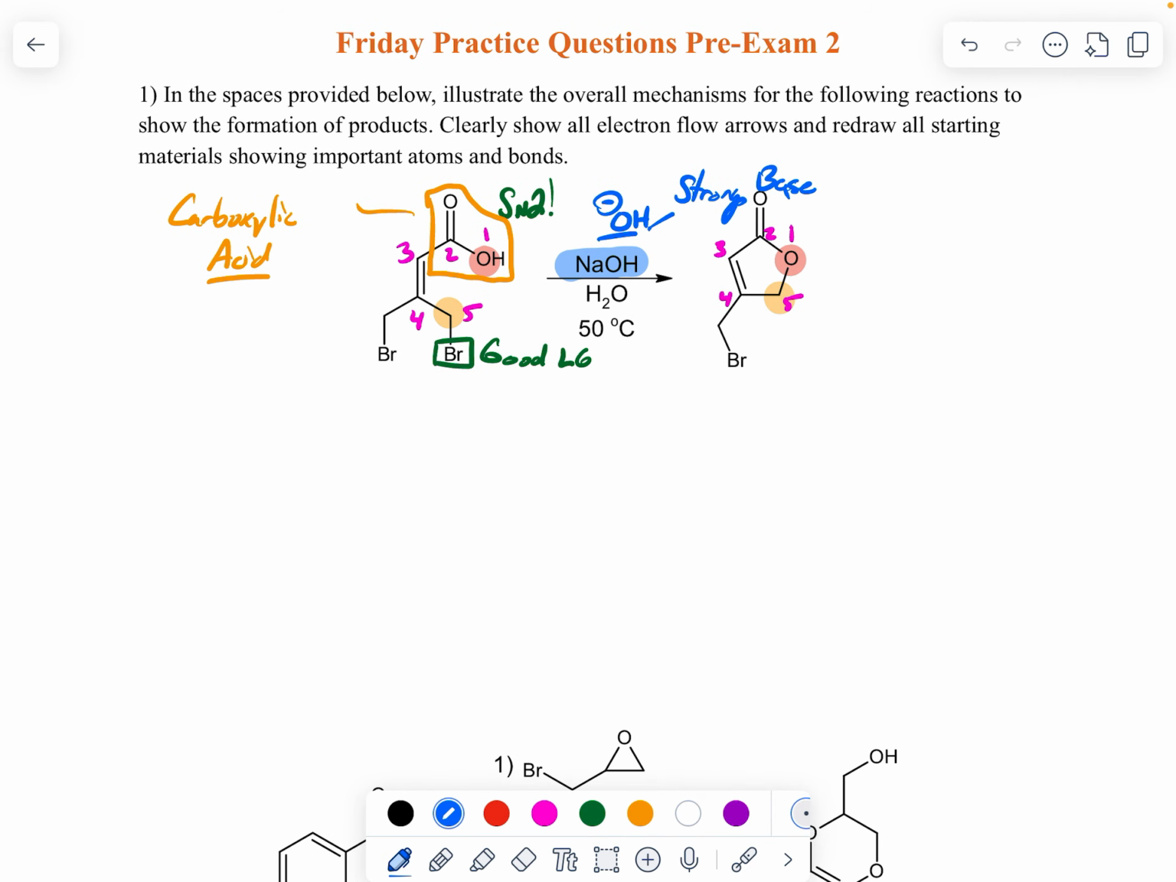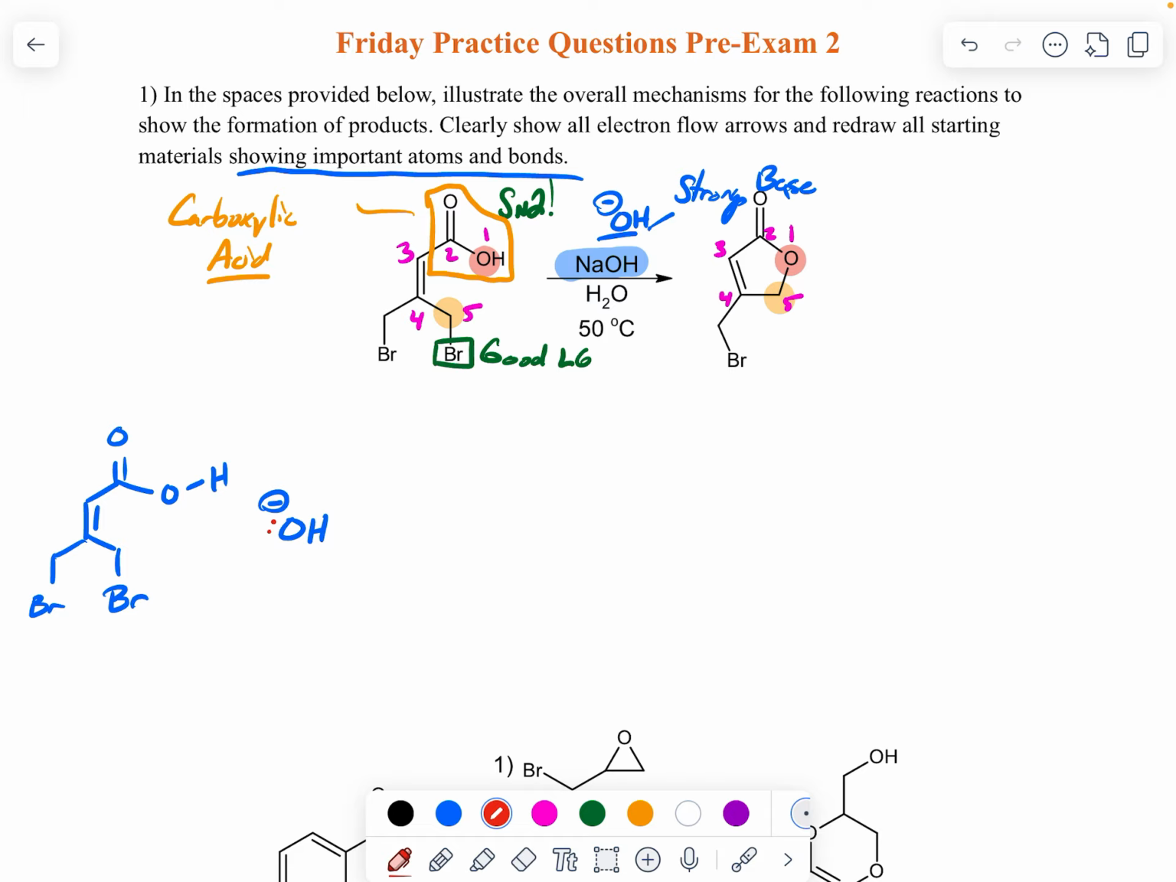So what we're going to do is we're going to redraw the starting materials, because a good practice for any time that you're doing these mechanisms is to redraw the starting materials so that you can show all important atoms and bonds, as the instruction says right here. The important atoms and bonds here are going to be the bond between the oxygen and the acidic proton. We need to show that because we're going to be showing that proton being deprotonated by our base. So let's now draw in our hydroxide base, and let's show the reaction between them.